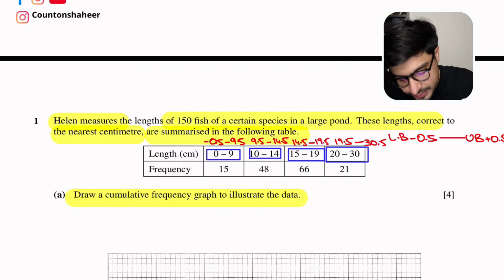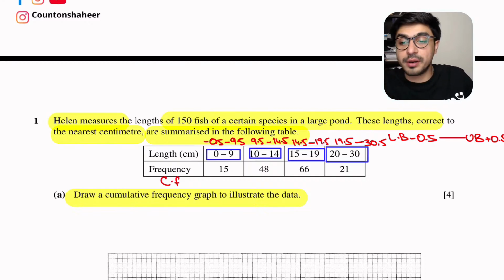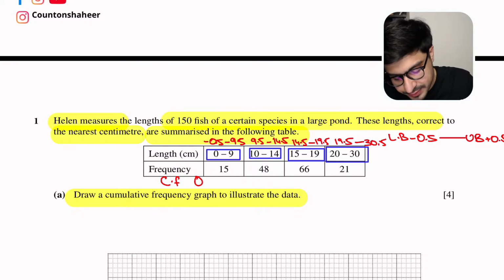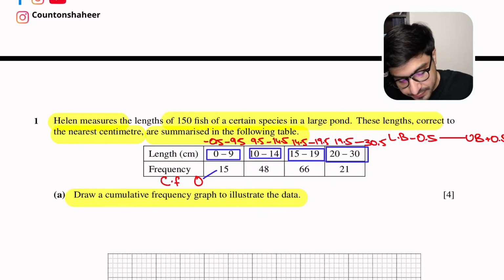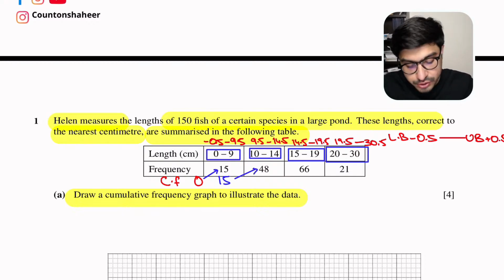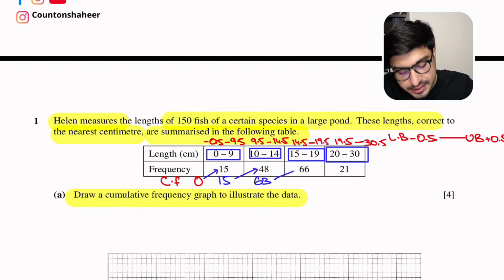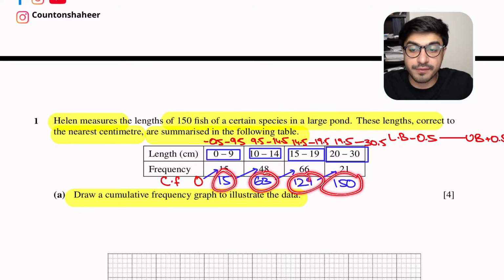To find out the cumulative frequencies, we just make another column, and in this column we write a 0 over here, right? 0 is not the cumulative frequency of anything, but we just write it over here so that it's easier for us to add. So here, 0 plus 15 is going to be 15. Then 15 plus 48 is going to be 63. Then 63 plus 66 is going to be 129. And 129 plus 21 is going to be 150, right? So this is 15, this is 63, this is 129, and this is 150, right? We have added them together.